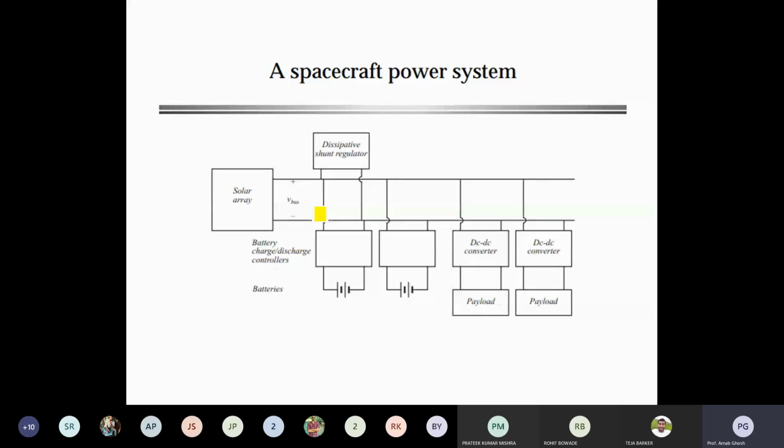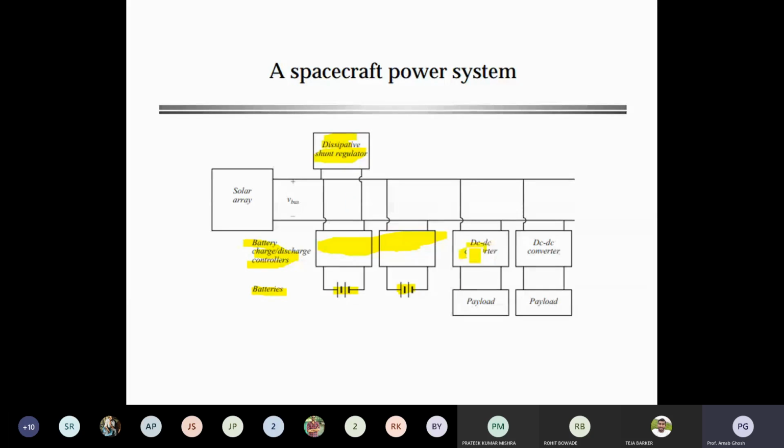Then if a battery pack is there, definitely there is some battery charger circuit, and both charging and discharging should be done by this converter. So normally we are using a bidirectional converter. Both should be in a single one, so it is called a bidirectional converter. Then the dissipating shunt regulator is there. Why is it important? Because of the heat sink and different issues.